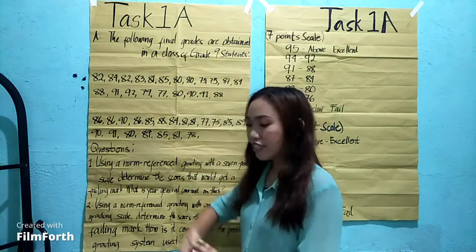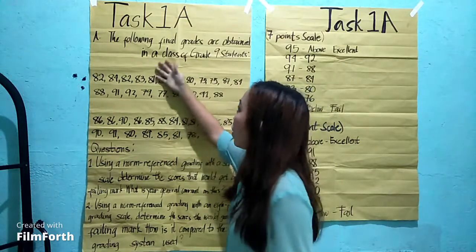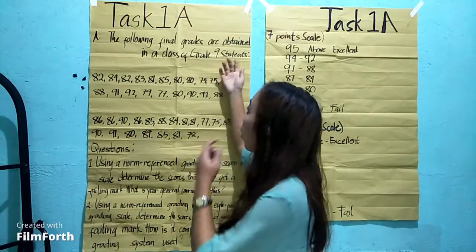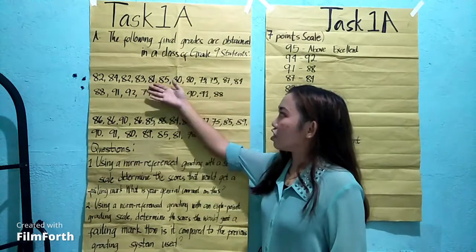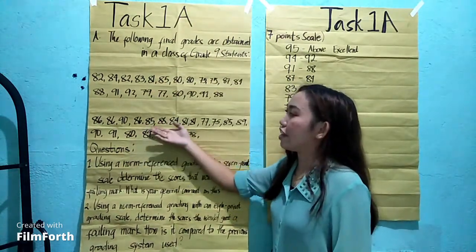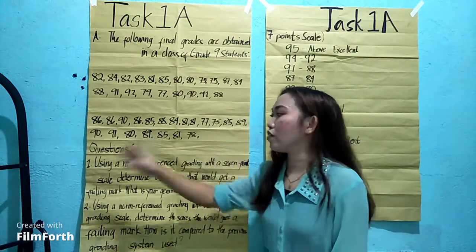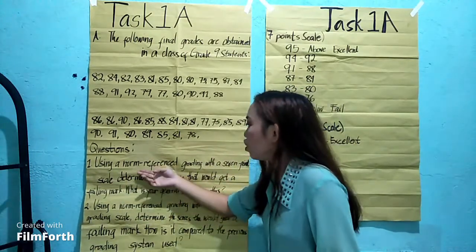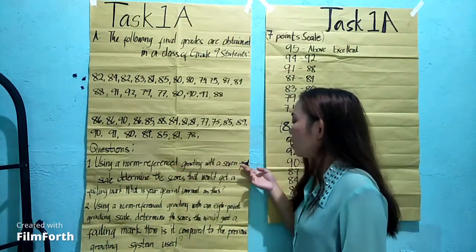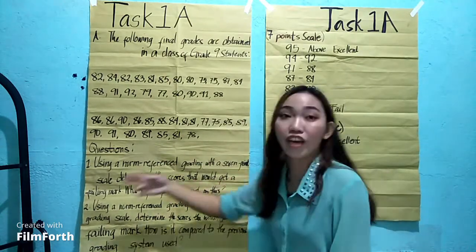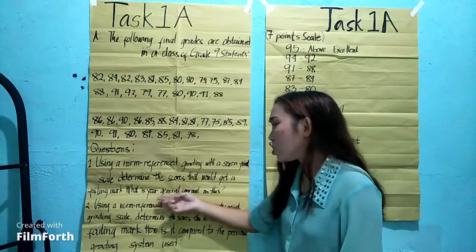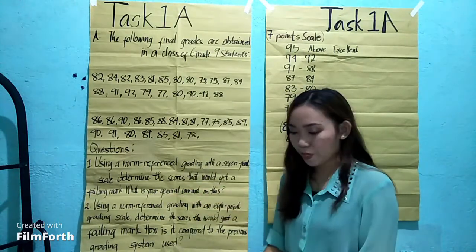So here, Task 1, the following final grades are obtained in the class of grade 9 students. So here are the grades of the grade 9 students. In question number 1, using a norm reference grading with a 7-point scale, determine the scores that would get a failing mark. What is your general comment on this?